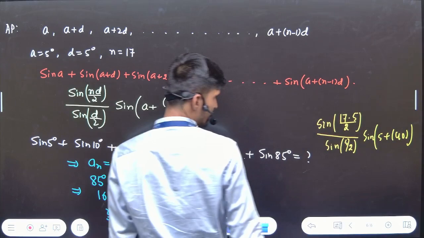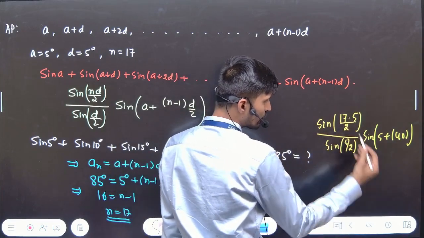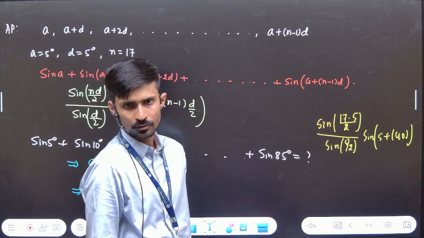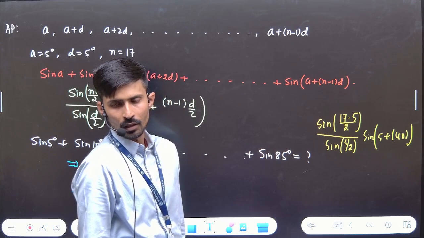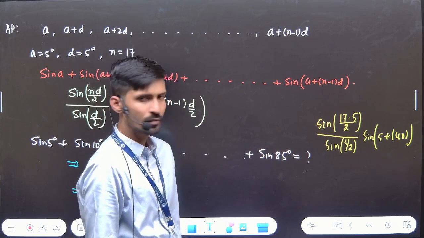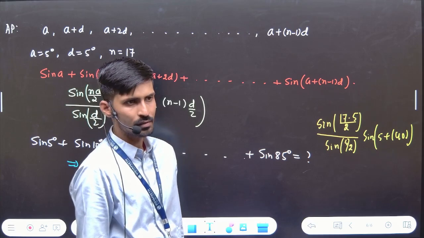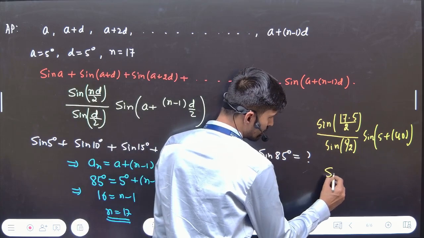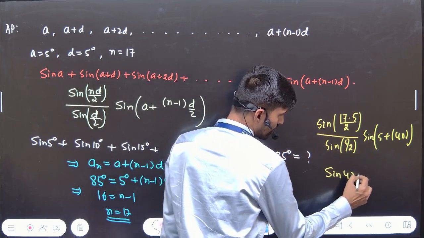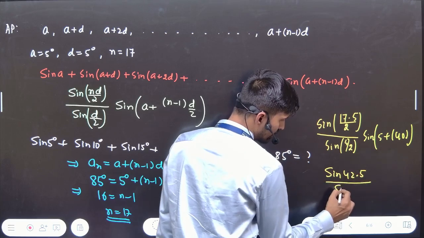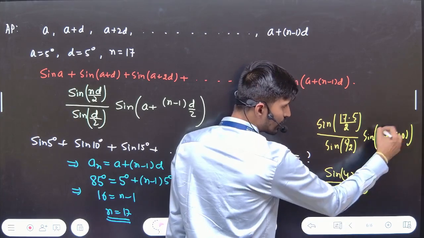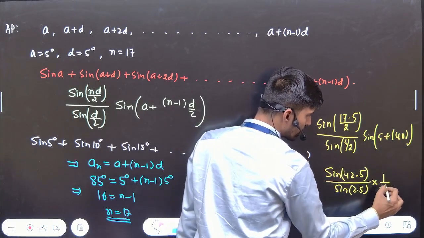Okay. Now we'll write 17 into 5, how much? 85 by 2. 42.5. We'll write sine 42.5 upon sine 2.5 into sine 45, which is 1 by root 2. Answer.